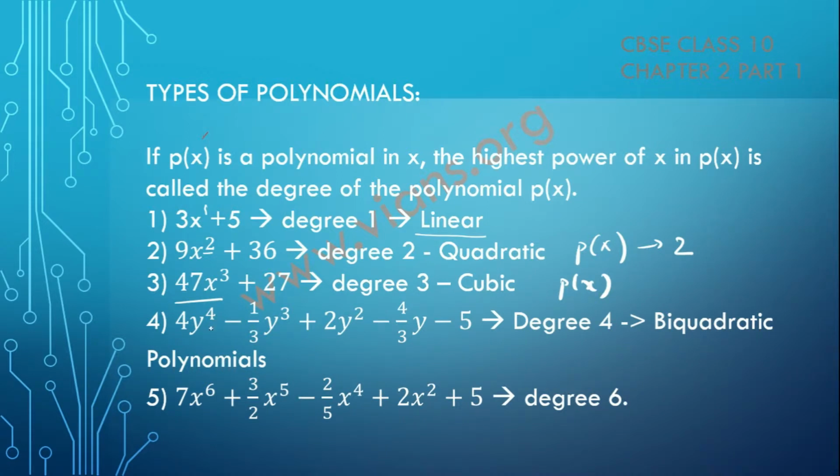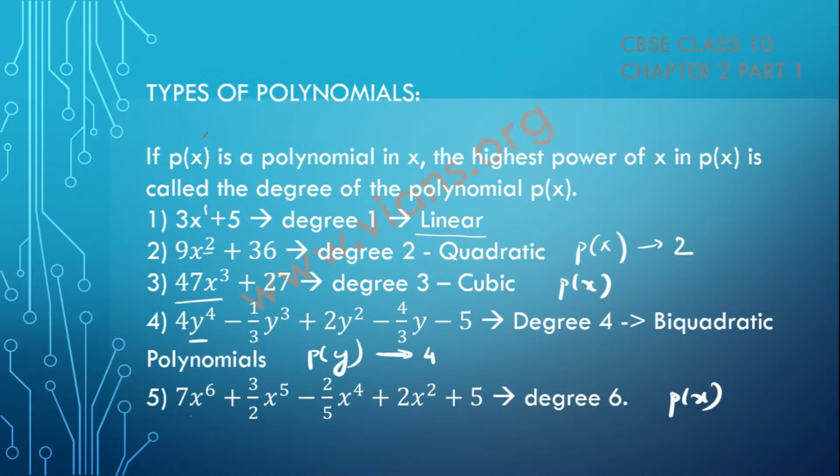4y raised to power 4. In this particular case, this would be a polynomial of not x but y, because y is the variable that has gone into it. And if you see, the highest power over here is 4, so this has a degree of 4, which is basically a biquadratic polynomial. This is again a polynomial in the variable x, and the highest power you see is 6. So this is a degree 6 polynomial.